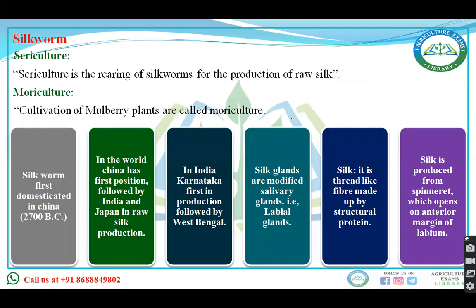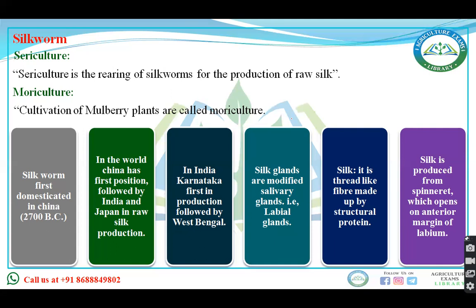Sericulture, that is the rearing of the silkworm. Okay. And moriculture is the cultivation of the mulberry plant on which the mulberry silkworm feeds. Okay. Silkworms were first domesticated in China. In the world, China has the first position, followed by India. Okay, and in India, in sericulture, Karnataka has the first position in production. Okay.